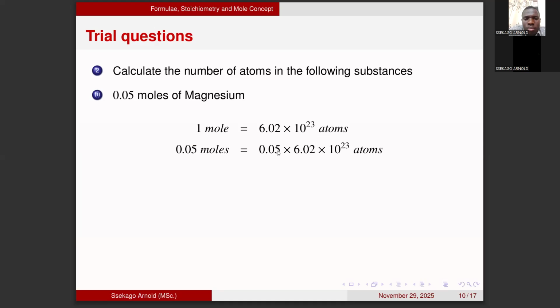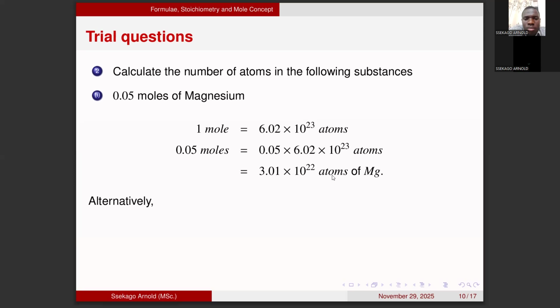0.05 moles will be 0.05 times 6.02 times 10 power 23 atoms. And computing this, we obtain 3.01 times 10 power 22 atoms of magnesium. Therefore, 0.05 moles of magnesium are equal to this number of atoms of magnesium.